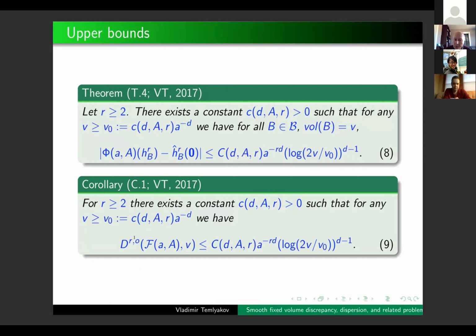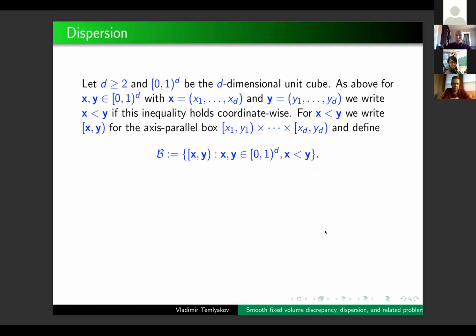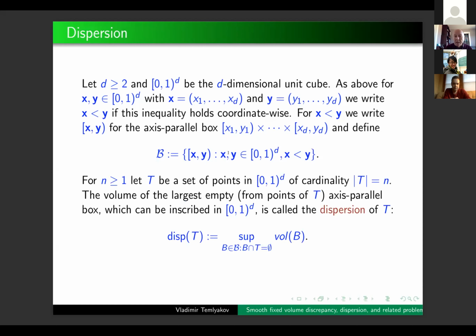So if you are talking about optimization, we get this. But now dispersion. Let me spend at least 5 minutes maybe talking about this. Dispersion has a very simple definition. In that sense it is a very simple concept, but not that easy to work with. Basically, this is the maximum volume of a box from this special class of boxes which does not have any points from a given set T. So this is the dispersion of this set.